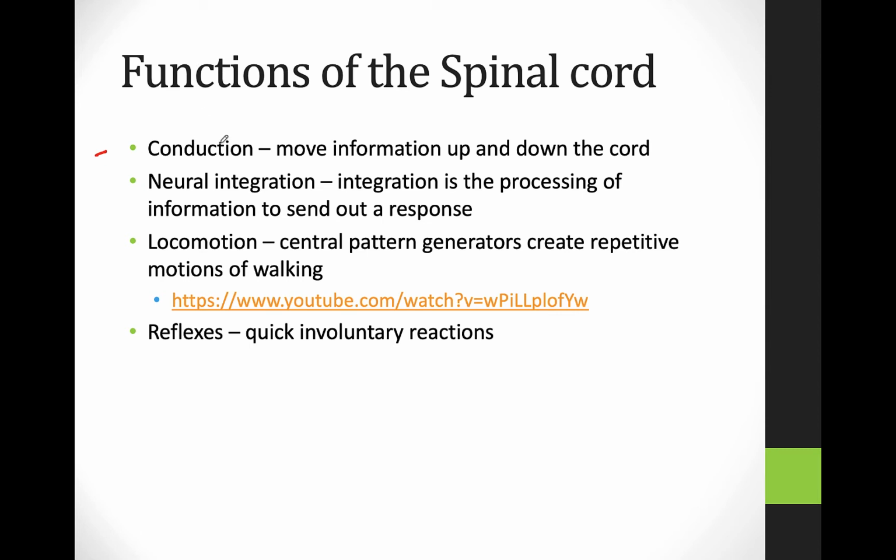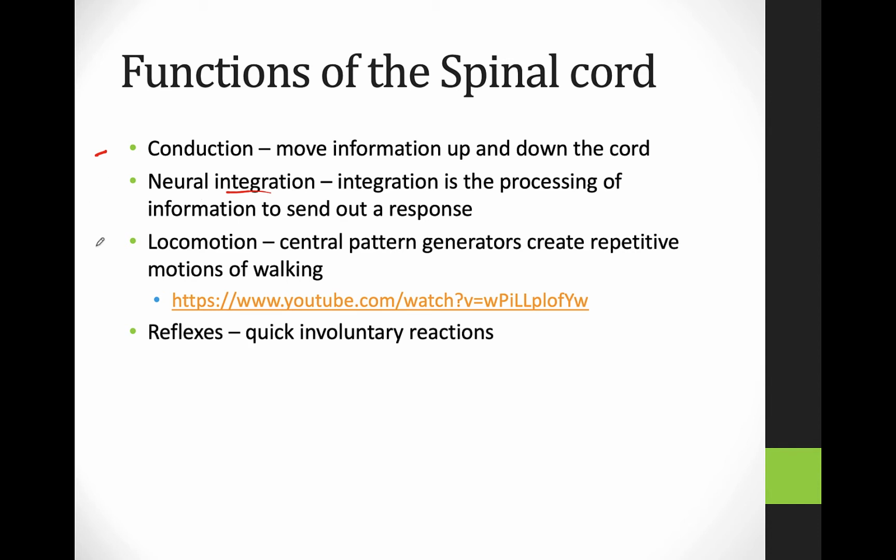So along with the fact that these are nerves and our nerves function in communication, this communication has to kind of go up and down the body. You can think of it like an elevator of information. The spinal cord does do some integration, so it's not just moving things around.